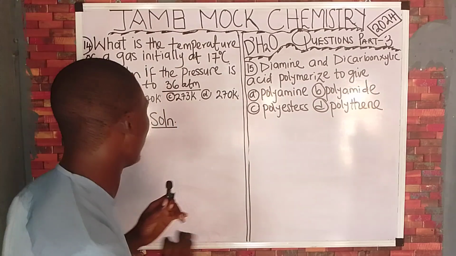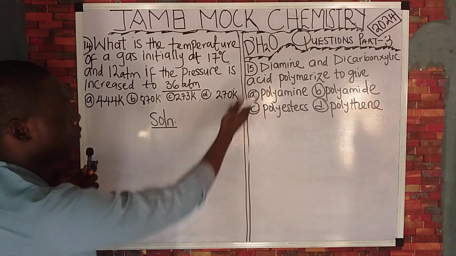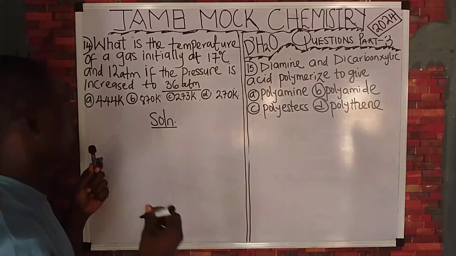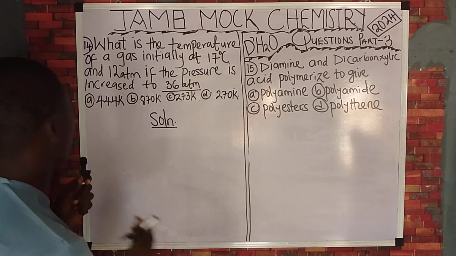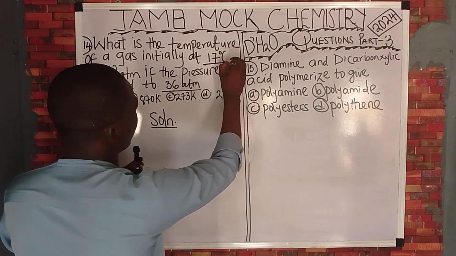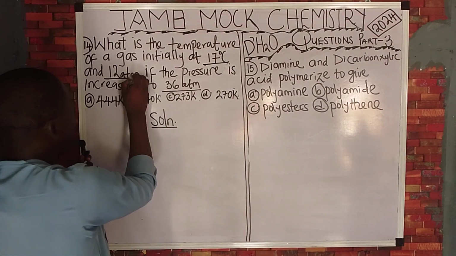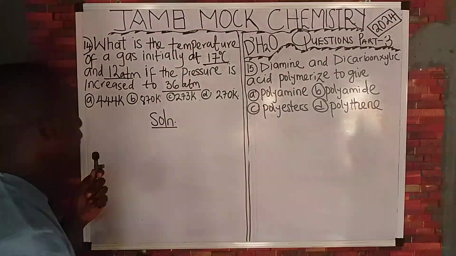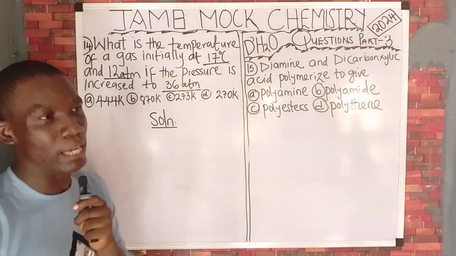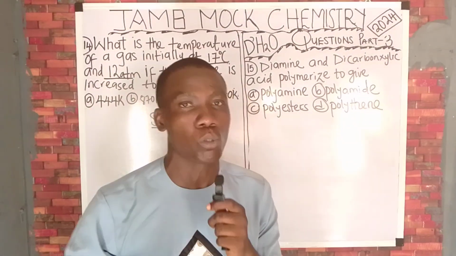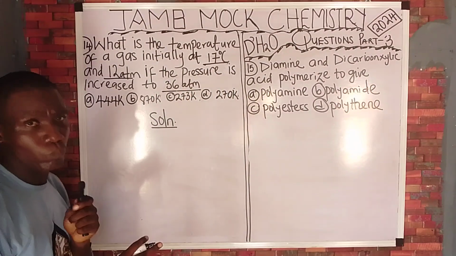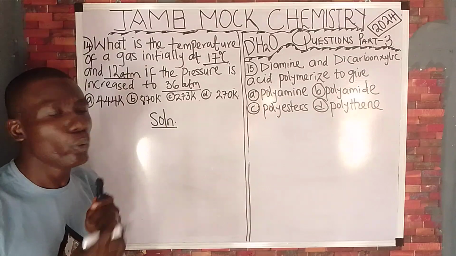Okay, so we are going to start with question number 14 before we take question number 15. Question number 14 says, what is the temperature of a gas initially at 17 degrees Celsius and 12 atm if the pressure is increased to 36 atm? Atm simply means atmospheric what? Pressure.